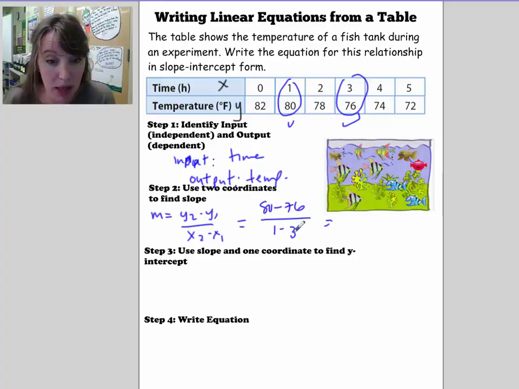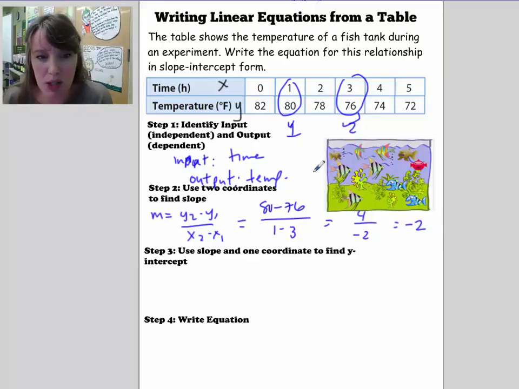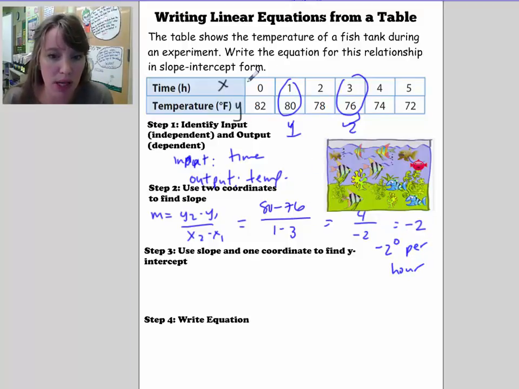Even if the denominator generates a negative number, that's okay. If this was my first point and this is my second point, then I need to take the x value in the same order in which I took the y values. So we have 4, and then 1 minus 3 is negative 2. So 4 divided by negative 2 is negative 2. So what does that mean? It looks like it's negative 2 degrees per hour. If I were to interpret that, it would be losing 2 degrees Fahrenheit per hour.